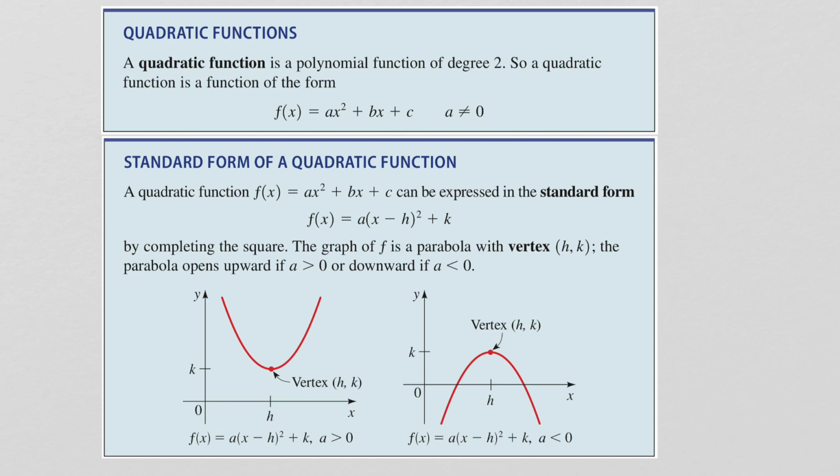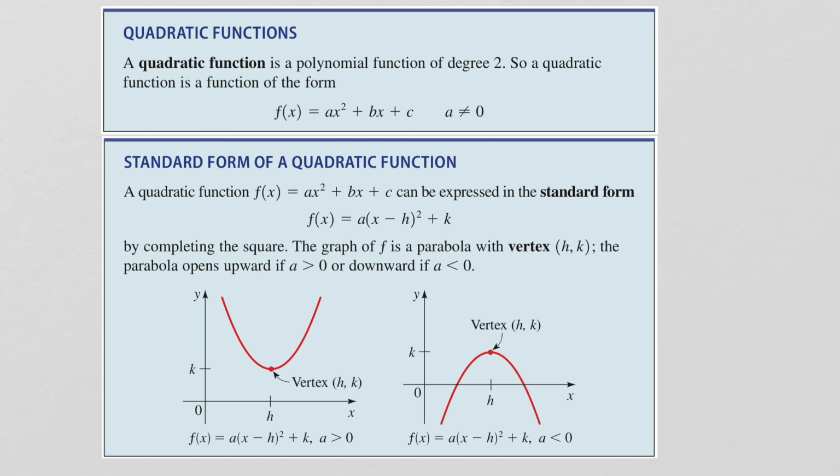The standard form of a quadratic function is f of x equals a times the quantity x minus h squared plus k. And the standard form is a more useful form than the original here. This is because when a quadratic function is in standard form, we know that the graph is a parabola with a vertex at the point h, k. We also know that if a is positive, the parabola opens upward, and if a is negative, the parabola opens downward.